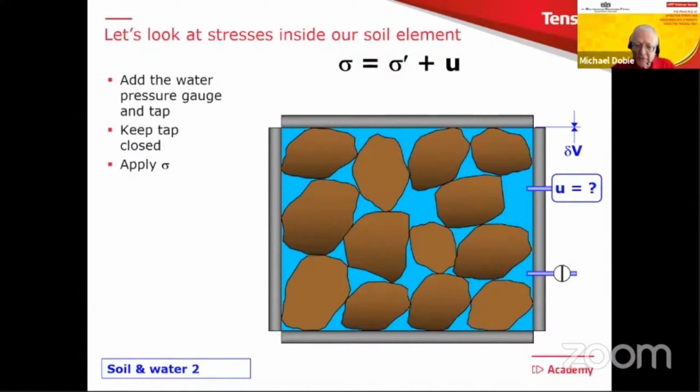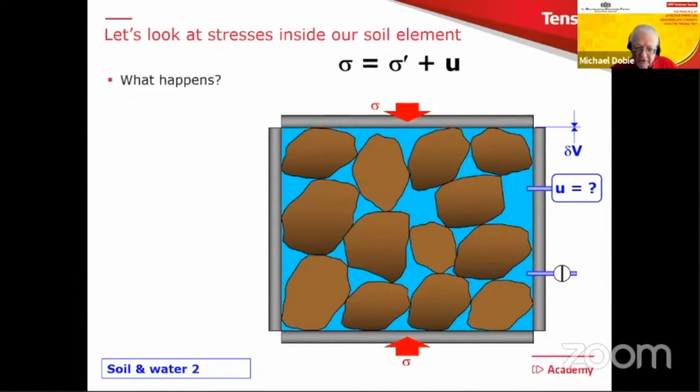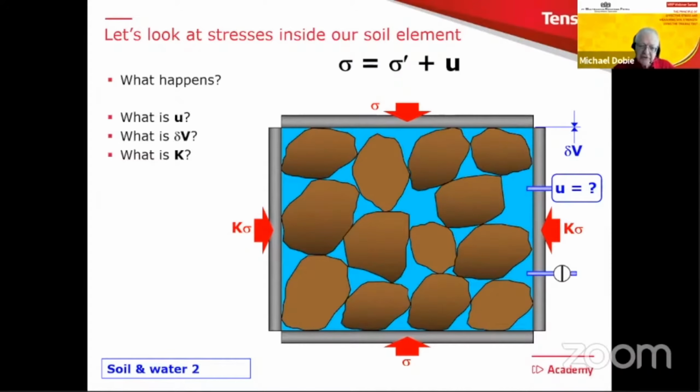Now, what I'm going to do now, I've got my tap there, and I'm going to leave the tap closed, and I'm going to apply sigma. There we go. And having done that, tap closed, the question is what happens? Questions are, just put down, we've got to put our horizontal stress there. Same questions again. What is U? What's the change in volume, delta V? And what is K? And this is where it's beginning to get really important with regards to understanding what's happening inside soil in this situation.